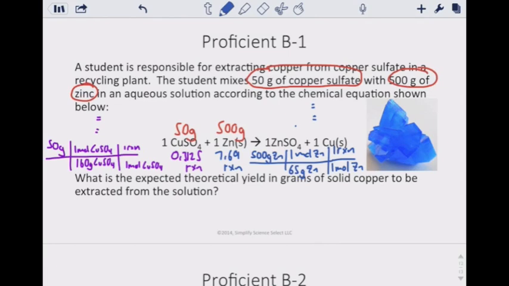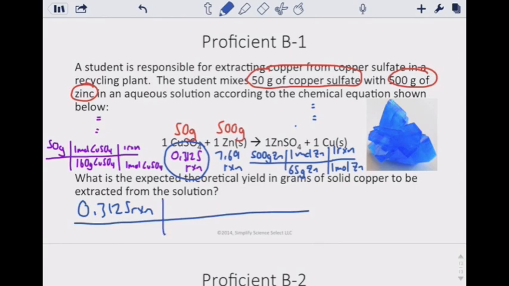Now it says, when we're doing this, it wants to know what is the expected theoretical yield. So what I'll do is I'll take my reaction here. My 0.3125 reactions can take place, and I want to know how much copper. So in a reaction, I have 1 mole of copper. So 1 reaction equals 1 mole of copper. And it wants to know grams, so I know 1 mole of copper is right around 63.5 grams of copper.